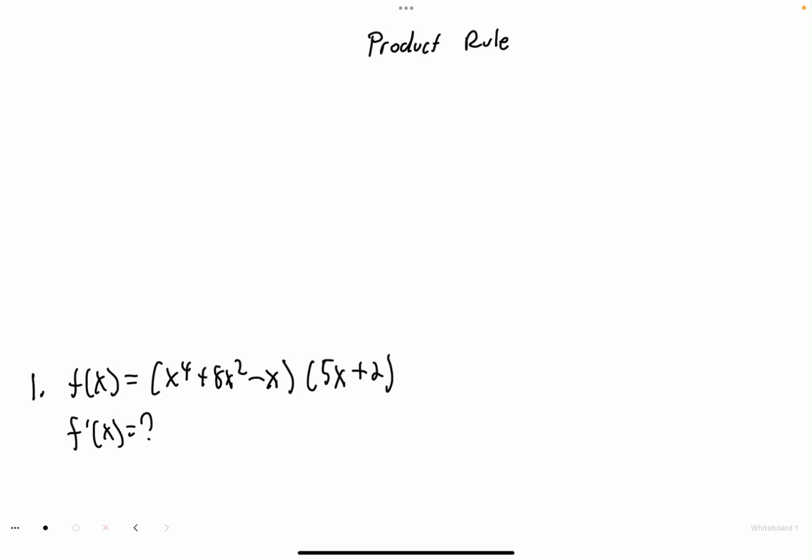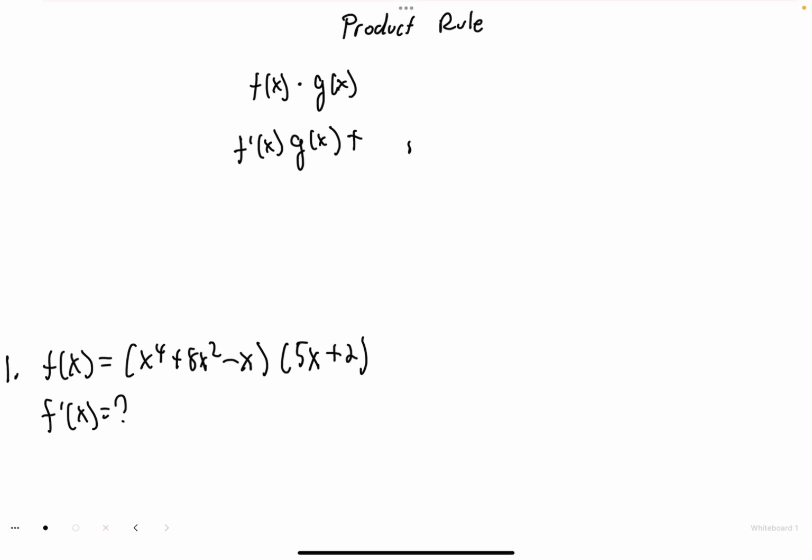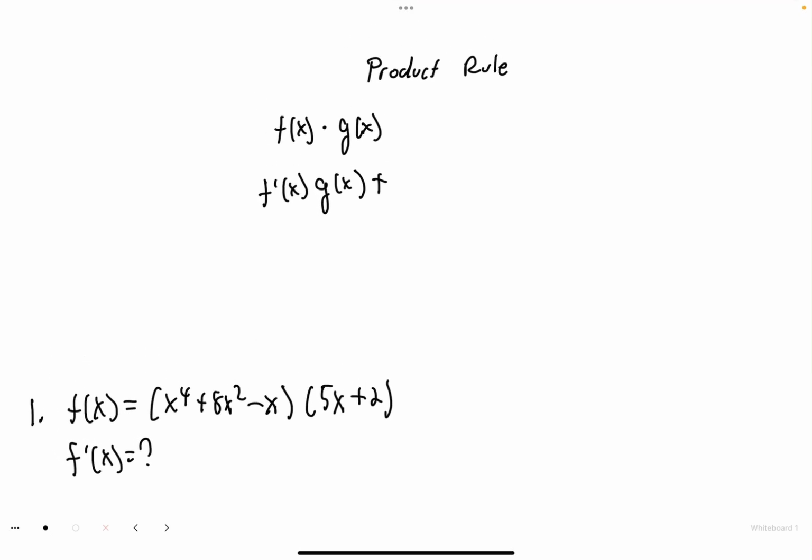The product rule, as the name suggests, is when you have to find the derivative of a function given a product. So f of x times g of x would be a product. And to find a derivative, you would have to use the product rule. So the product rule is f prime of x times g of x, and then it's adding to the original function of f of x, multiplied by g prime of x.